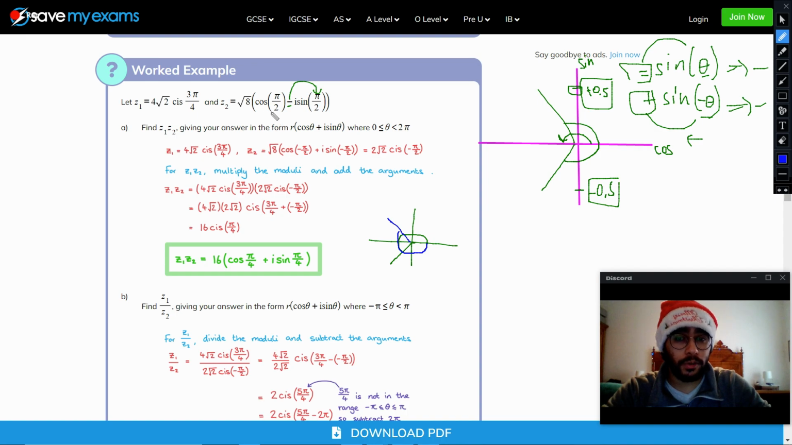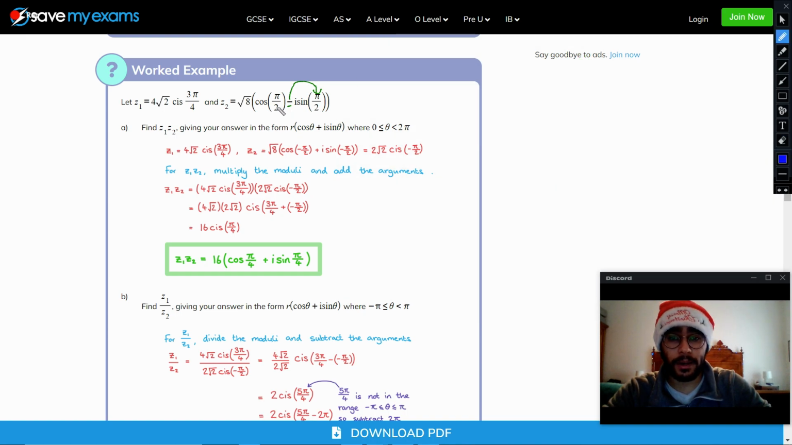Also, when we change this angle, we also have to change pi divided by 2, right? So let me now delete the screen. Now you change it back to, let's say, root 8 times cosine of pi divided by 2.